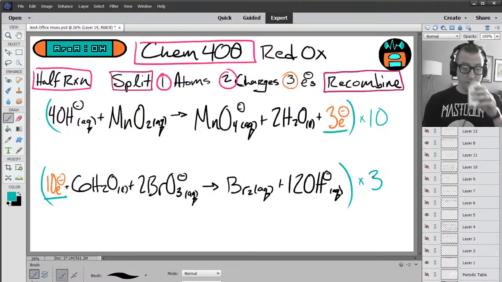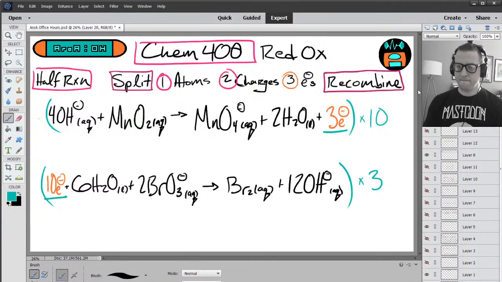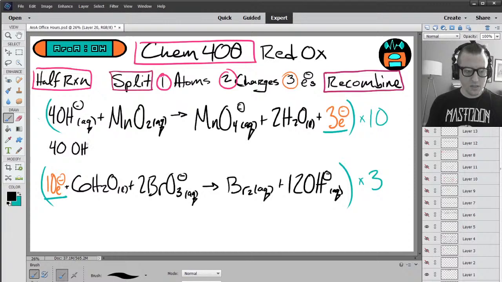All right, so we multiply the bromine half reaction by 3, the manganese half reaction by 10. Numbers are going to get gnarly, but we can hang with this. So multiplying everything in the first half reaction by 10, we get 40 hydroxide ions plus 10 manganese 4 oxide. Lots of work with basic media.